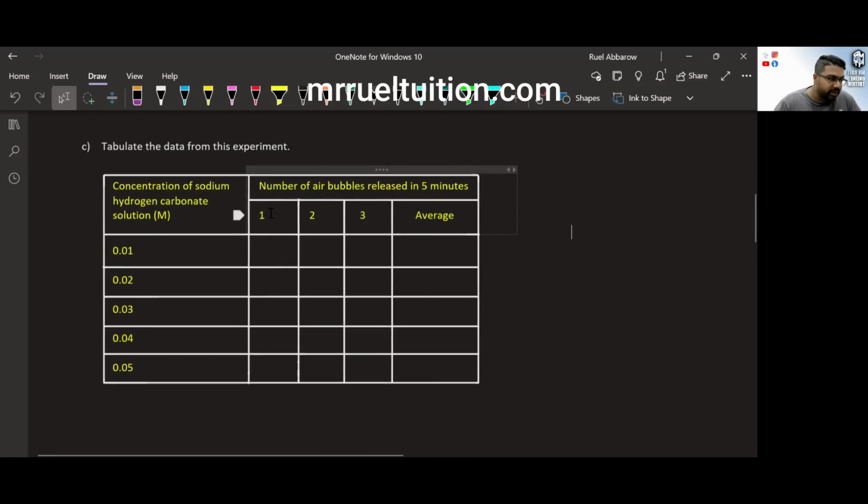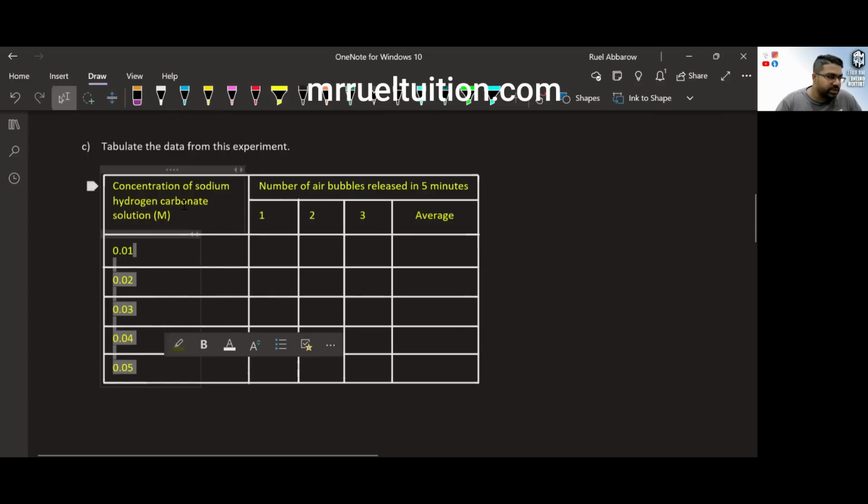Number of air bubbles released in 5 minutes. Reading 1, reading 2, reading 3, and then the average. Okay, concentration of sodium hydrogen carbonate solution. Again, here I've given in molar because this is what it is in the textbook. You may get percentage. Please be careful. So fill it up accordingly.